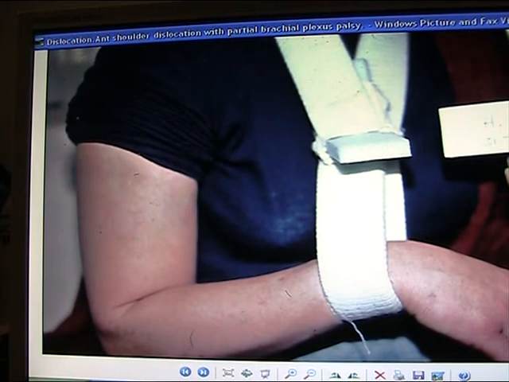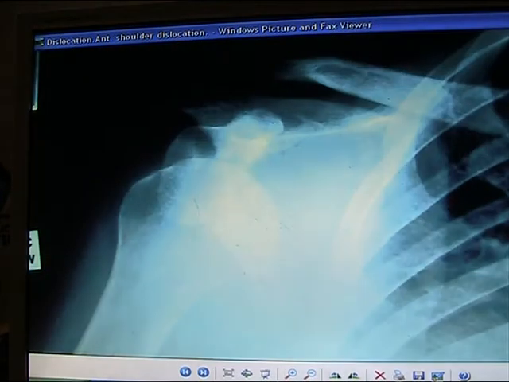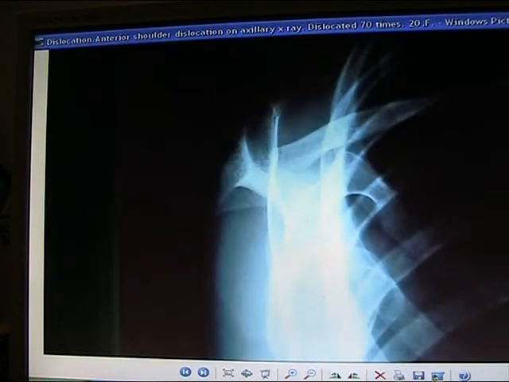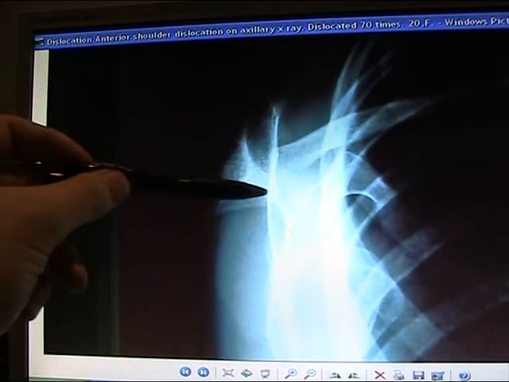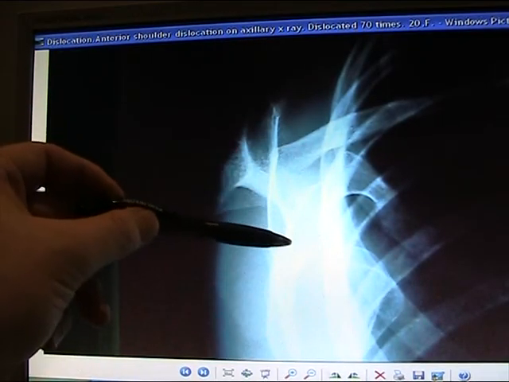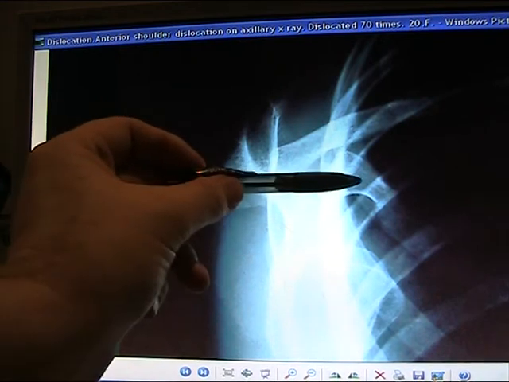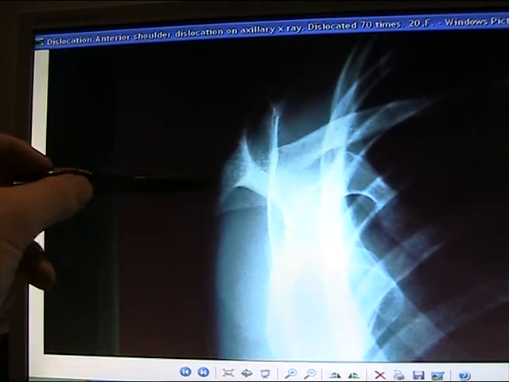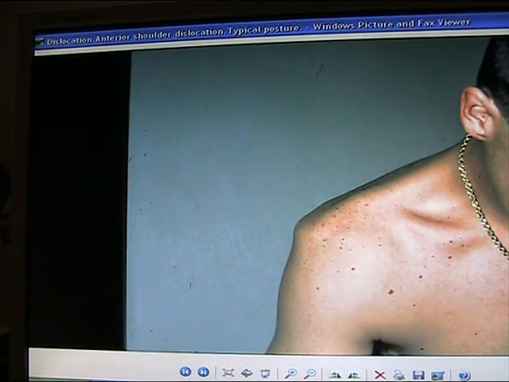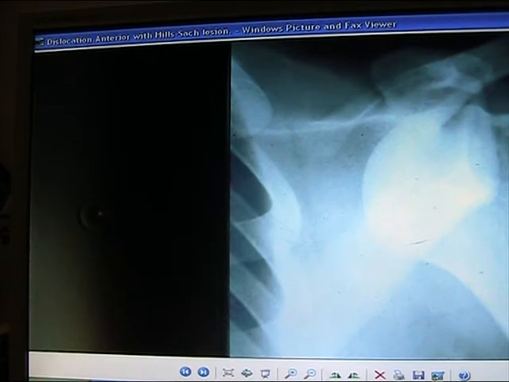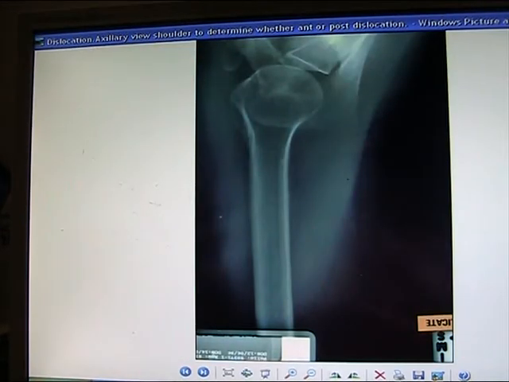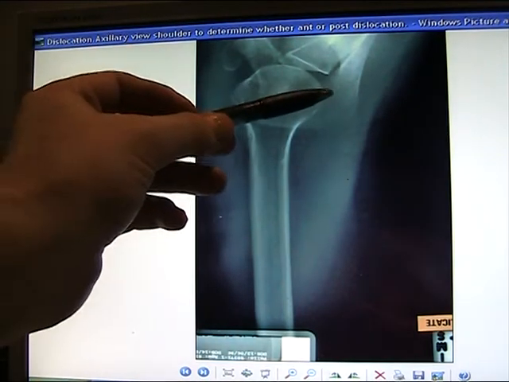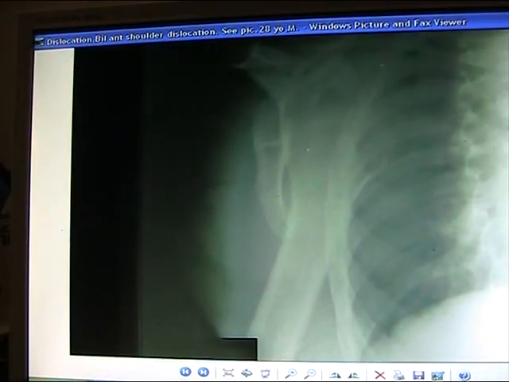Dislocated anterior shoulder, partial brachial plexus palsy afterwards. Could have been pre-existing, could be post-existing related to traction. The so-called lateral view to discern whether the dislocation is anterior, either coracoid, or posterior, the acromion. Typical posture, dislocated anterior shoulder. There's the axillary view determining whether it's anterior or posterior.